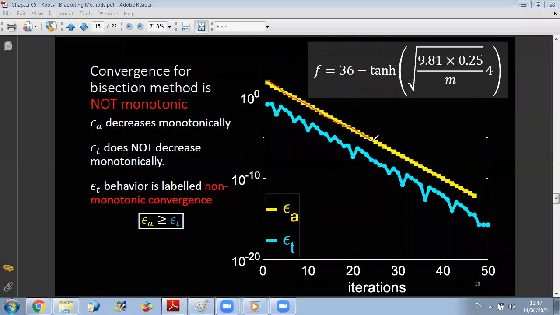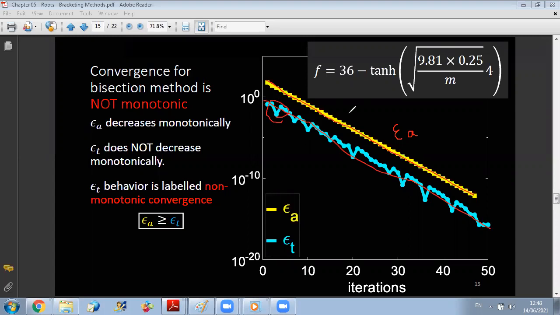Epsilon approximate, the approximate error, is always decreasing. This is called monotonic convergence. So if we look at the approximate error, it is decreasing in a monotonic way, while if we look at the true error, as an overall trend, it's decreasing. But if I look locally, it can decrease, then increase a little bit, then decrease and increase a little bit. We will see why. We will explain this.